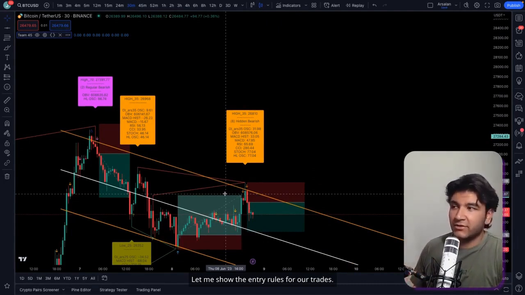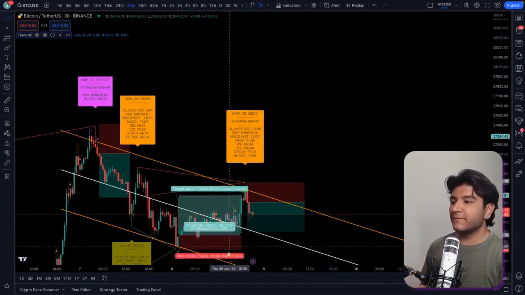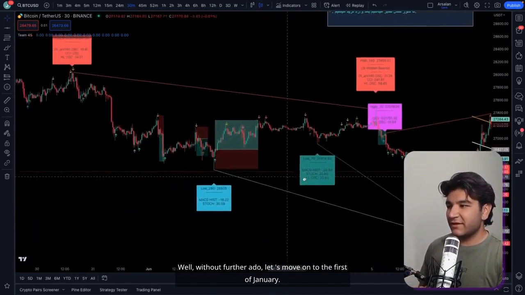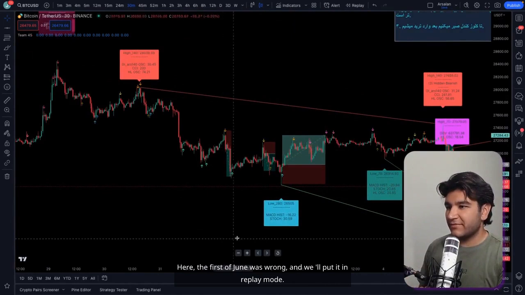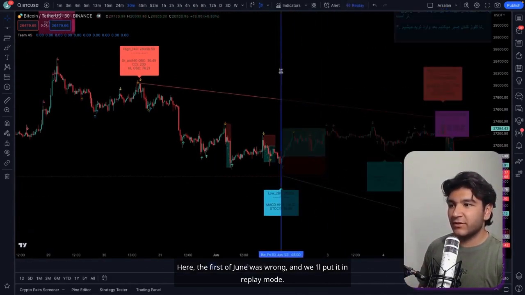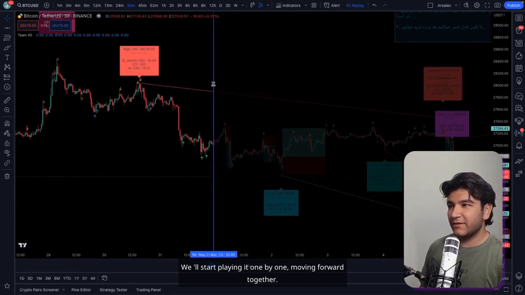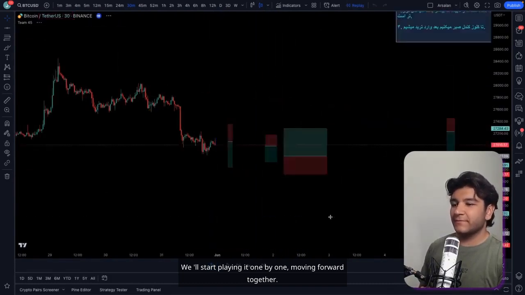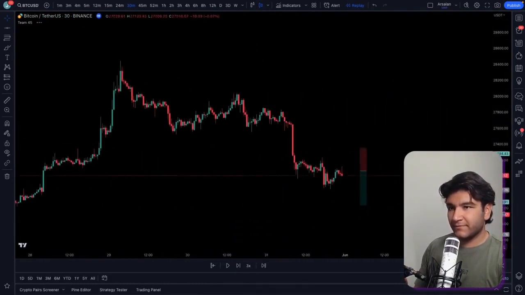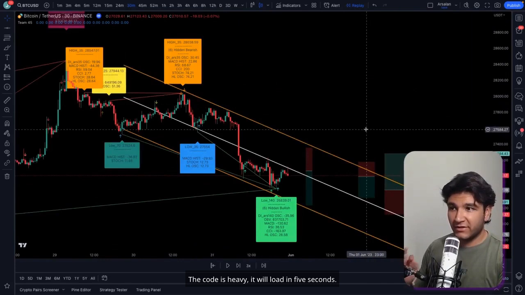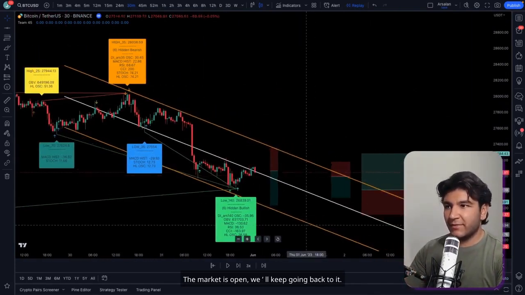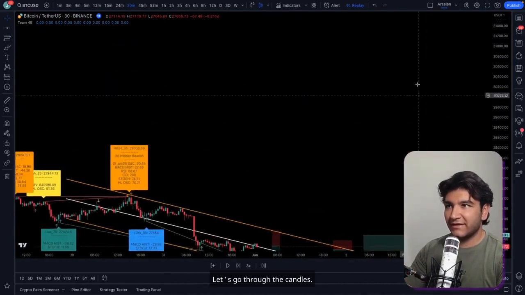Let me show the entry rules for our trades. Without further ado, let's move on to the 1st of January. The 1st of June was wrong, so we'll put it in replay mode and start playing it, one by one, moving forward together. The code is heavy, it will load in 5 seconds. Let's move forward. Here are the entry rules for our trades. The market is open. Let's go through the candles.